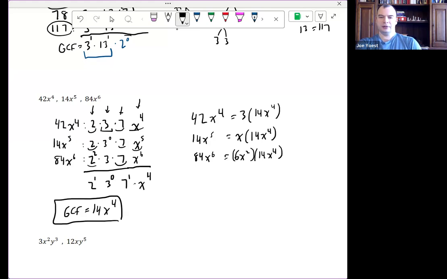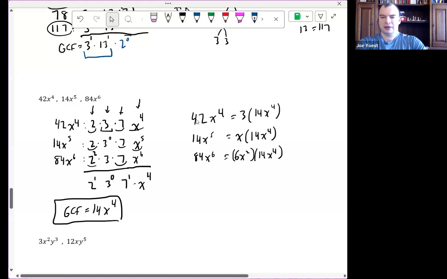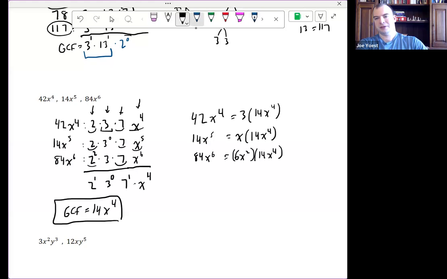Right. So in other words, what I'm saying is basically I have monomials with integer coefficients that I start out with here. I can pull off a 14x to the fourth from each of them, and in each case be left with a monomial with an integer coefficient. That's 3 in the first case, x in the second case, and 6x squared in the third case.